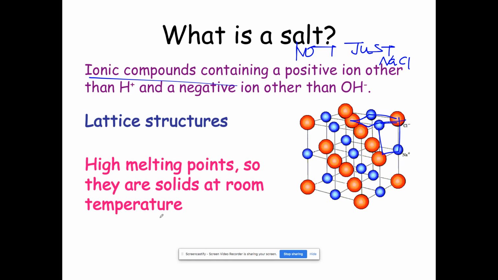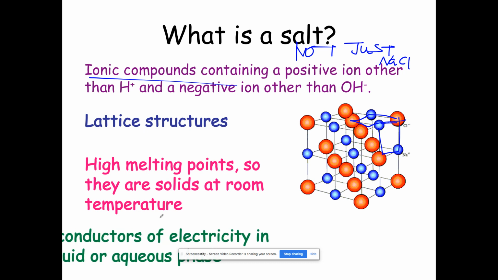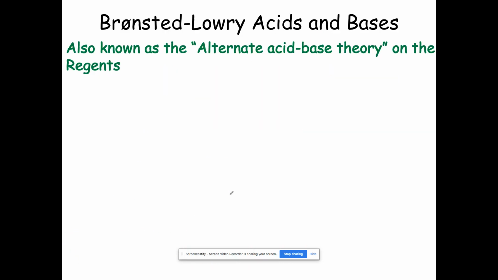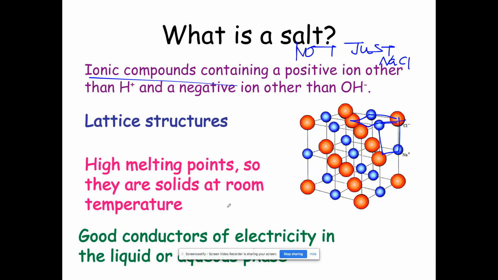We've already talked about how ionic solids have high melting points. So, ionic substances have high melting points, so they're solids at room temperature. Sorry, you can't read that. It says good conductors of electricity in the liquid or aqueous phase.